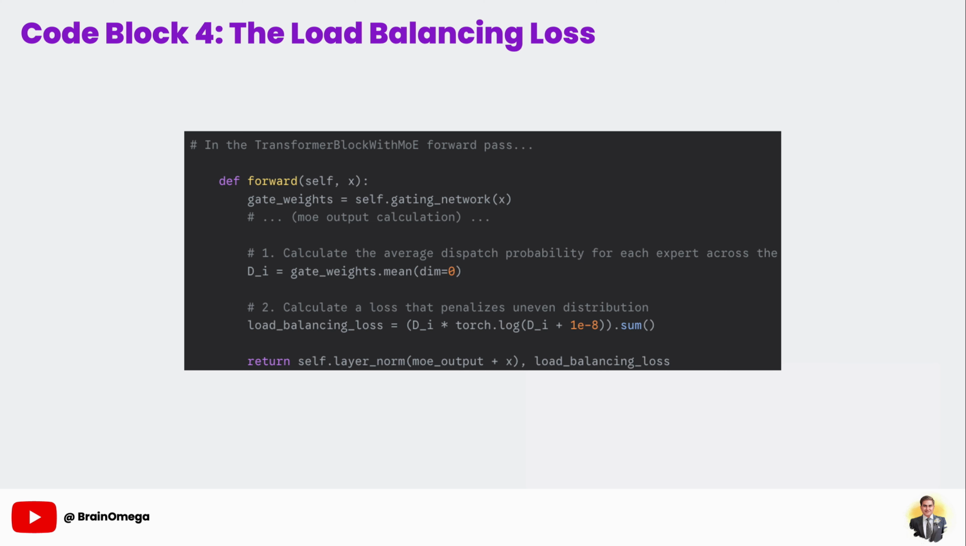Here's how we calculate it inside our MoE block. After getting the gate weights, we first calculate the average weight or dispatch probability assigned to each expert across the entire batch of data. Then we apply a formula that penalizes this distribution if it's not uniform. We'll add this load balancing loss to our main classification loss during training. This nudges the gating network to explore using different experts, leading to better overall model performance.